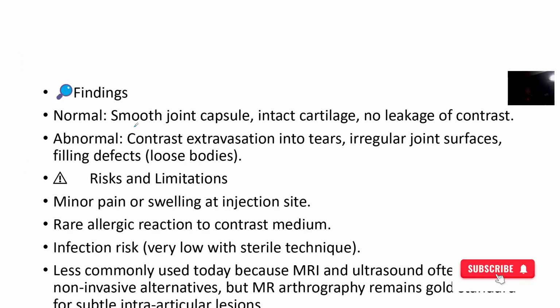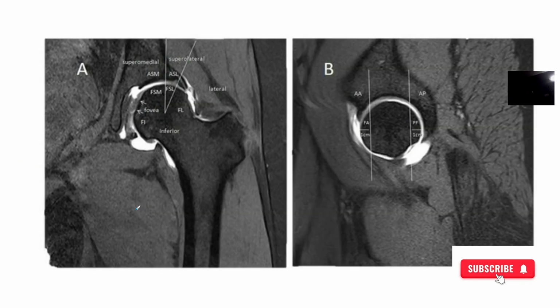So findings, we say that smooth joint capsules, intact cartilage, or no leaks, that's when it's normal. But abnormal, that's when you're now having all those tears, irregular surfaces, and loose bodies. So that's what we got for the arthrography.